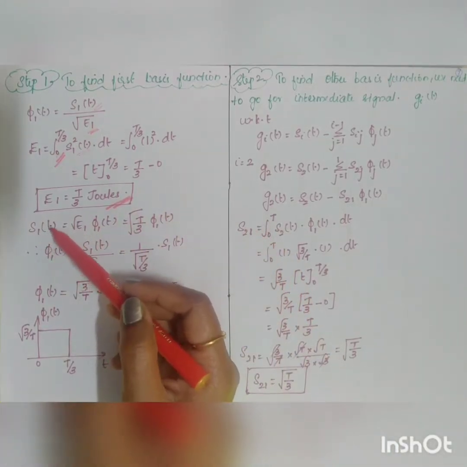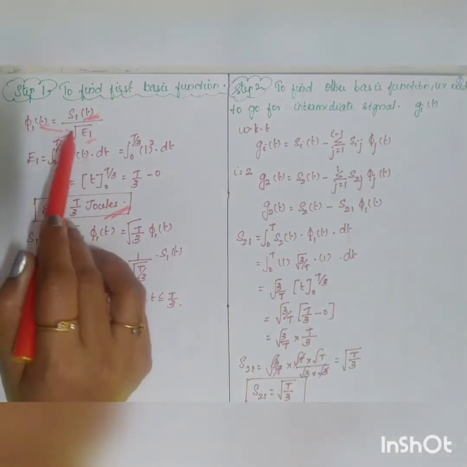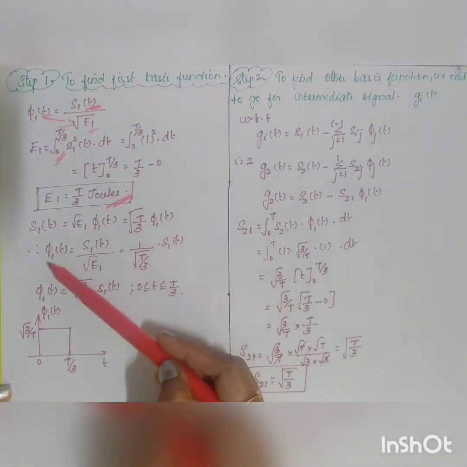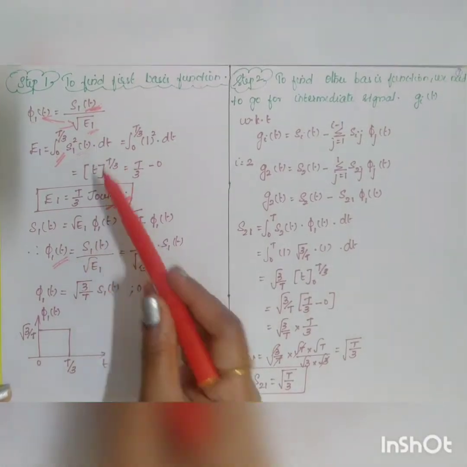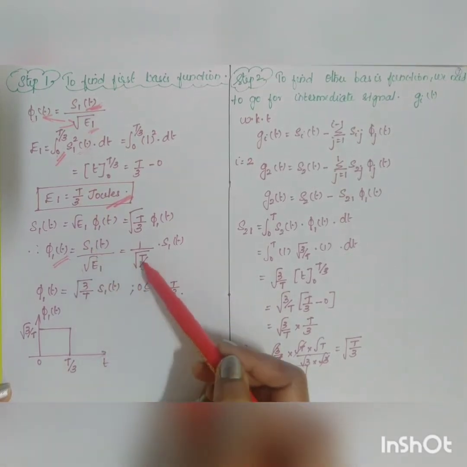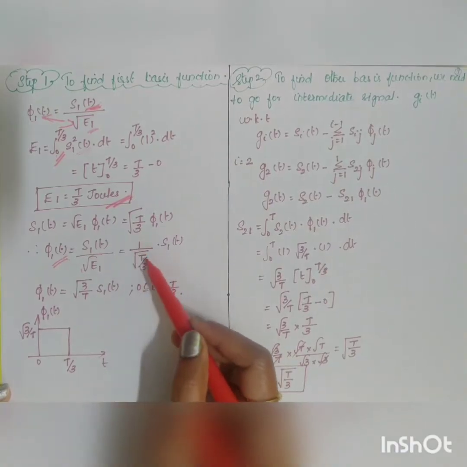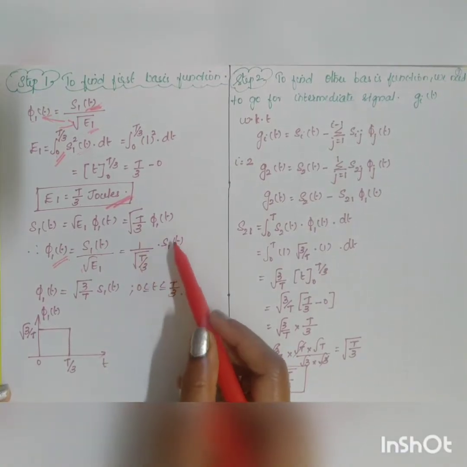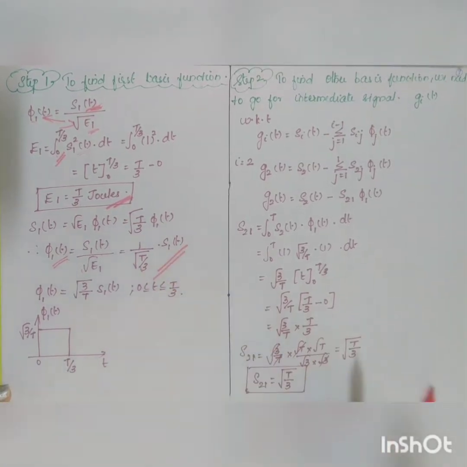Now you can find out what is S1 of t. S1 of t is equal to phi 1 of t into root E1. So what will be your phi 1 of t? Phi 1 of t is equal to S1 of t divided by root E1, you have got t by 3, right? So root t by 3. So I can write phi 1 of t is equal to 1 by root t by 3, or you can write S1 of t divided by root t by 3. So this will be your equation.